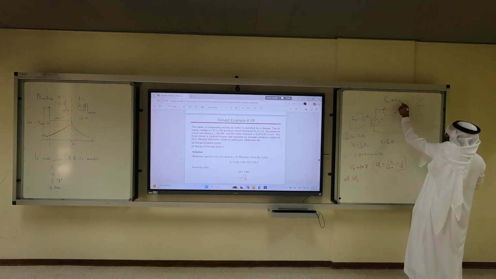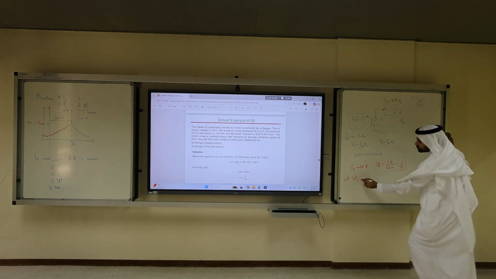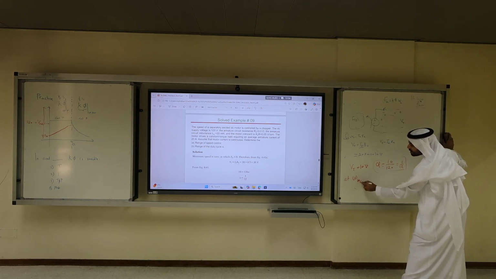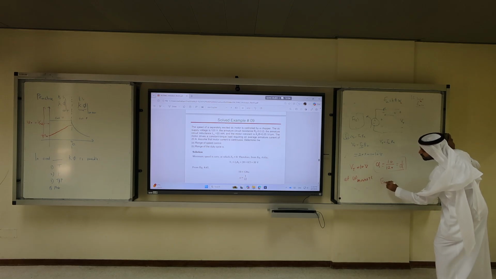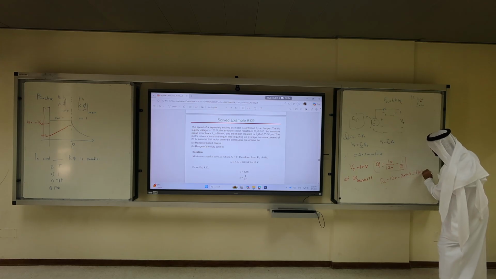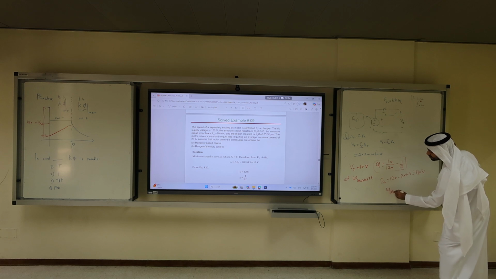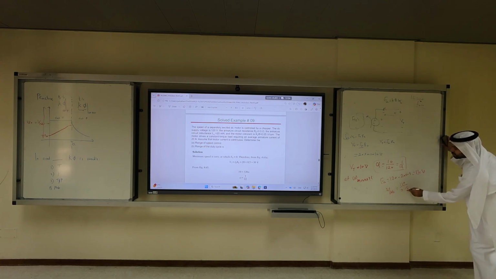This is omega M. So at omega M rated, which we don't know, I need to get EA to be what? 120 minus 20 times 0.5, which is 10. So it's 110 volts. So I can get omega rated to be what? 110 over the constant, 0.05. What's the speed?